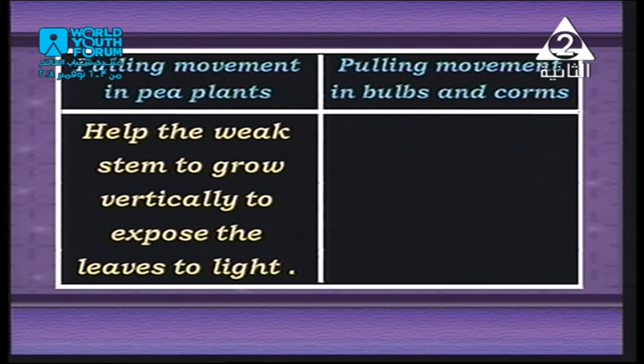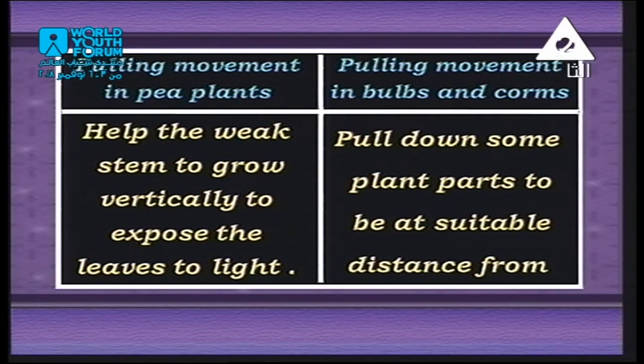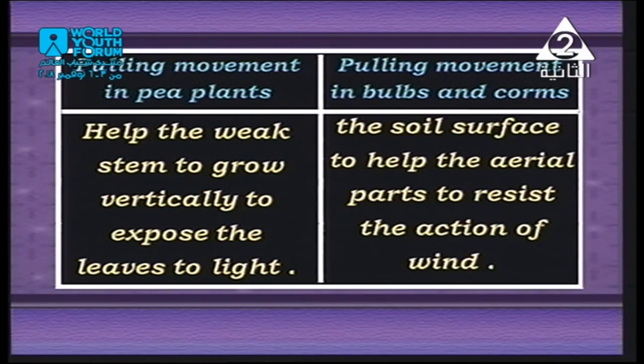In the case of tendrils, it helps the weak stem to grow in a vertical position. Why do we need the plant to grow vertically? To get the light, the suitable amount of light, and so on. While in the case of bulbs or corms, like potatoes, they pull some plant parts down to a suitable distance from the soil surface, to help the aerial parts, the parts exposed to the air, to resist the action of the wind, to be stronger and more erect.